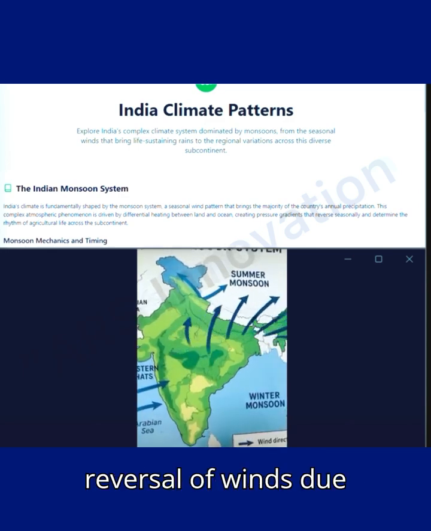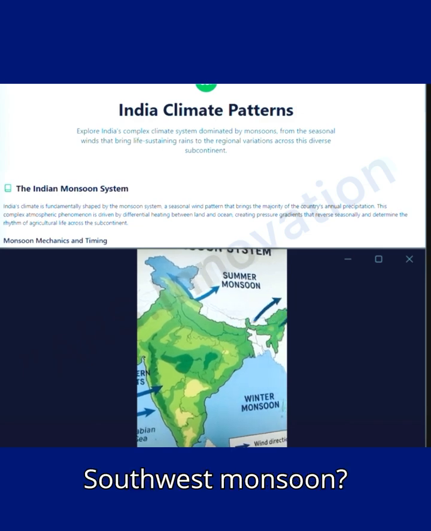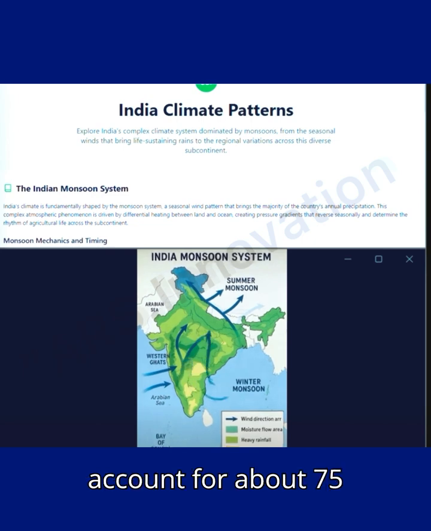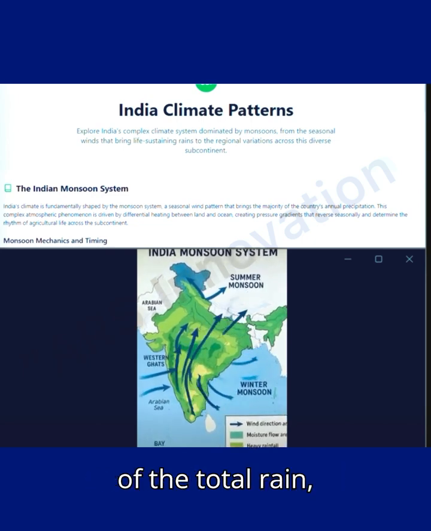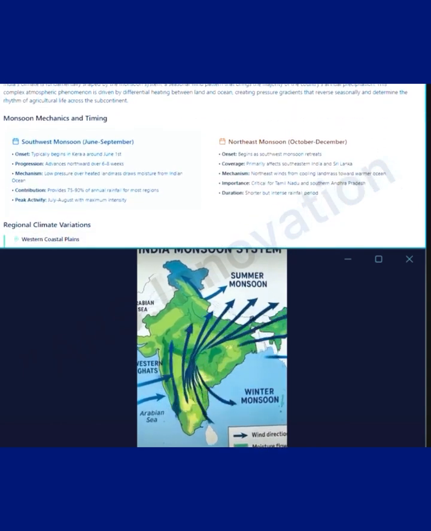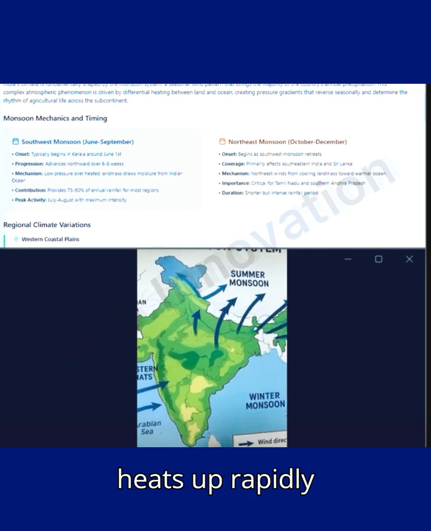So now let's first discuss the Indian monsoon system. It refers to the seasonal reversal of winds due to differential heating of land and sea. So what is the southwest monsoon? This is the main rainy season in India, accounting for about 75% of the total annual rainfall. So why does it happen?